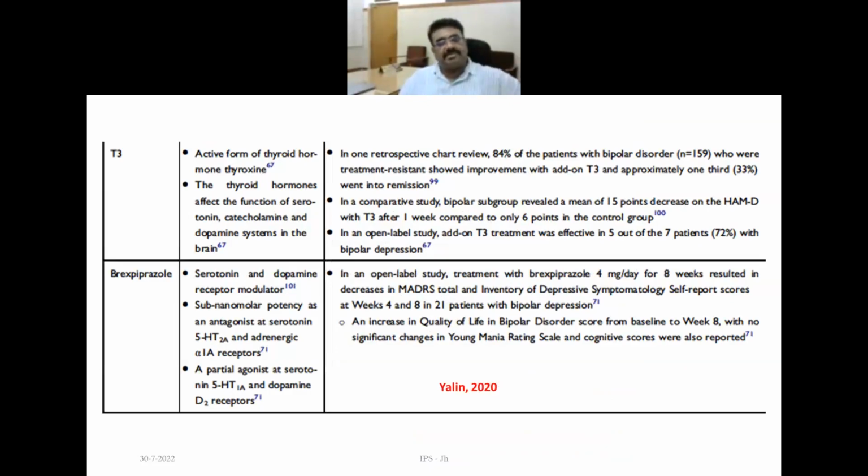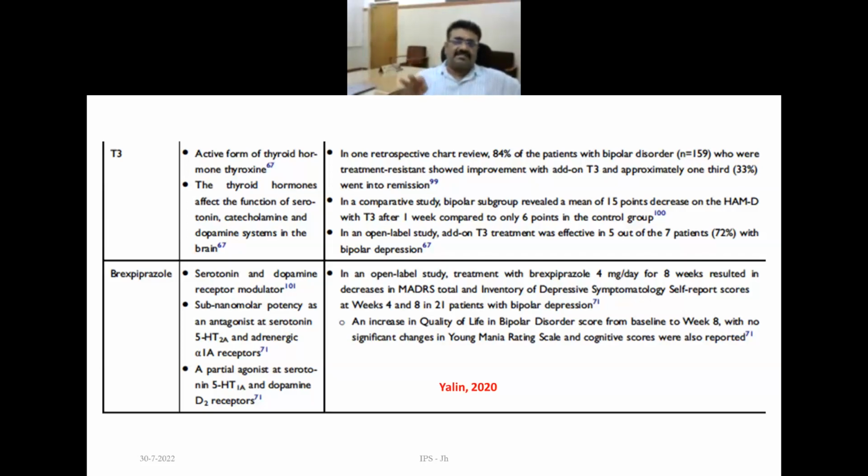We also have brexpiprazole, which is a serotonin and dopamine receptor modulator. It also has antagonism at the 5-HT2A and adrenergic alpha-1A receptors, and it's a partial agonist at serotonin 5-HT1A and dopamine D2 receptors. So you find that there are different receptors and areas where these drugs act to bring about the antidepressant effect. In addition, the active form of thyroid hormone has been used as an augmentation strategy in the treatment of patients with bipolar depression.